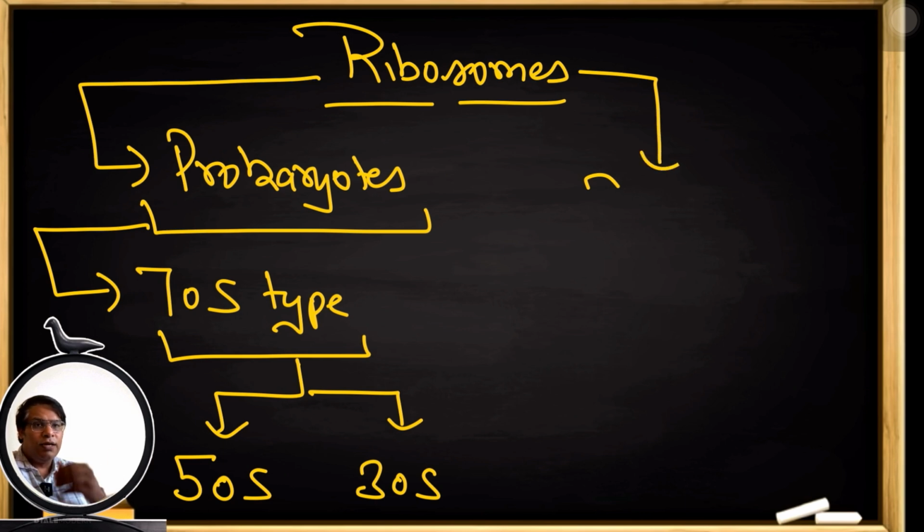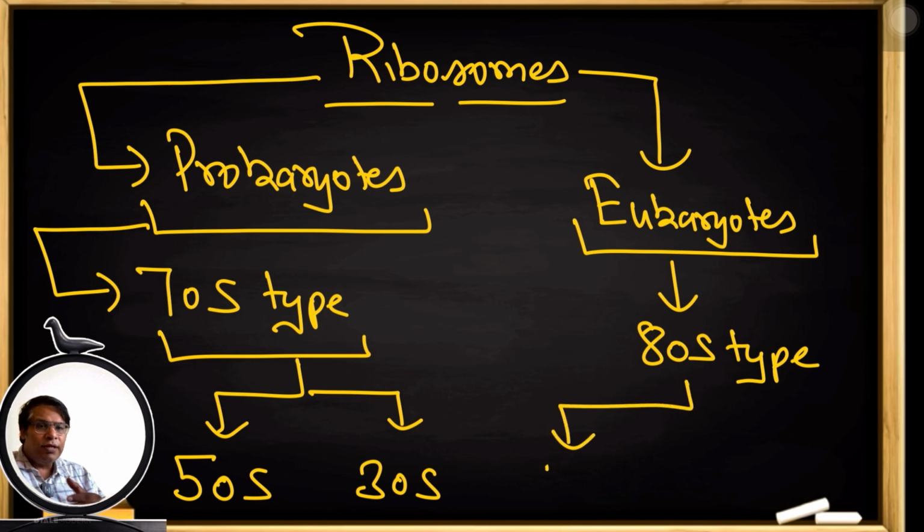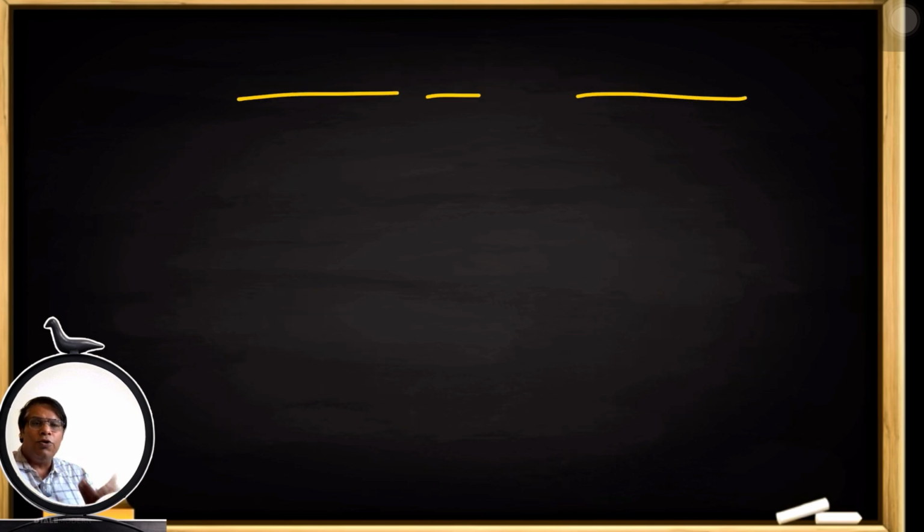Now if you see eukaryotes, keep in mind you are going to see 80S type ribosomes. And 80S type ribosomes are also going to have two subunits. One is the large subunit, another is the small subunit. Here the large subunit is 60S, while the small subunit is 40S. So hopefully it is clear in your mind that the ribosomes are of different types in prokaryotes and eukaryotes.